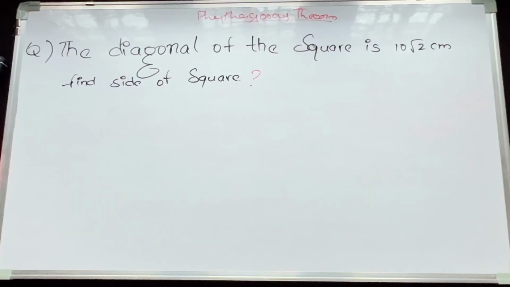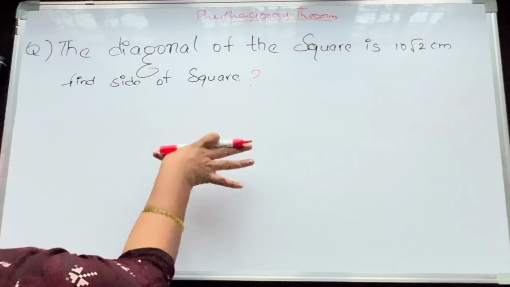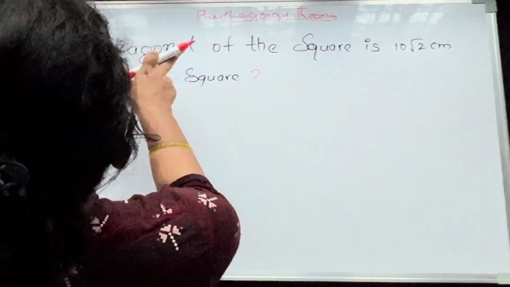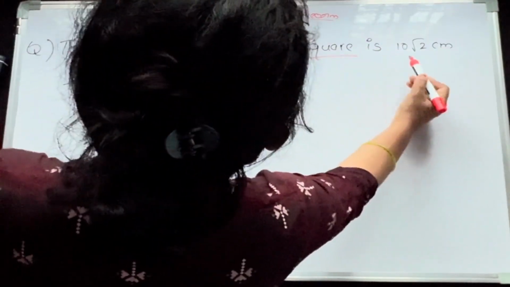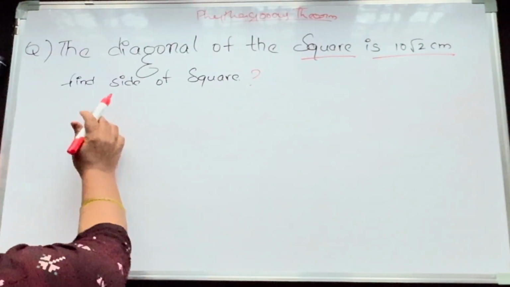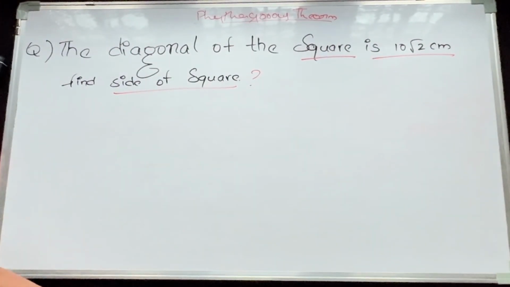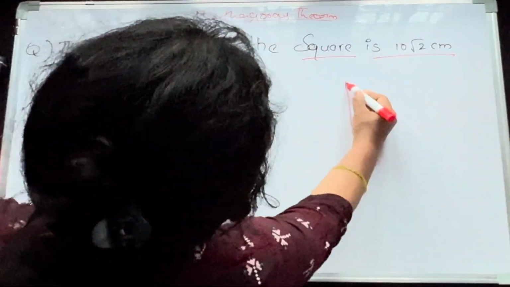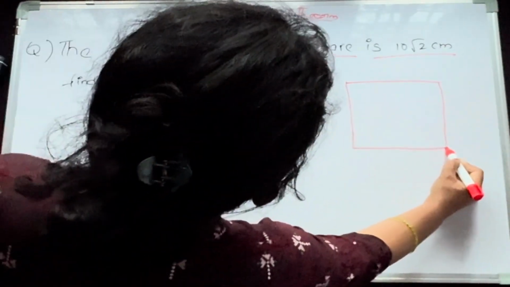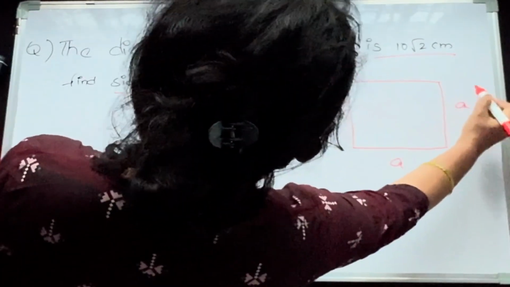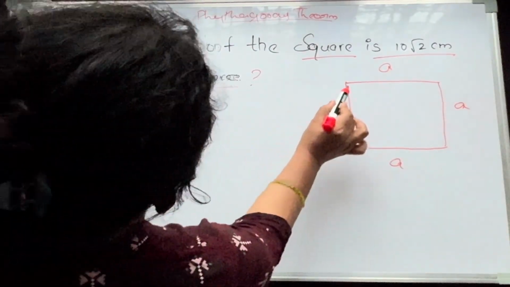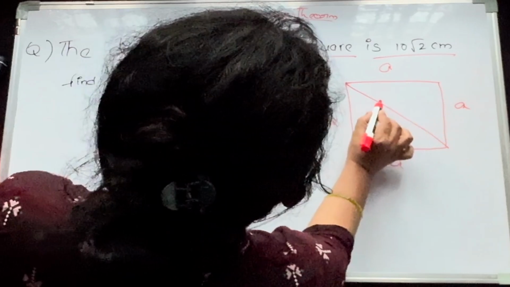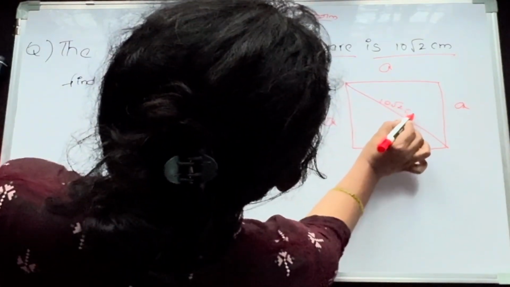Okay. Now see, the question is given like this. First, read the question. The diagonal of the square is 10 root 2 centimeters. Find the side of the square. See, first we will draw the square. Okay. In a square, all sides are equal. Okay. What is given? Diagonal. This is the diagonal, and it is 10 root 2 centimeters.